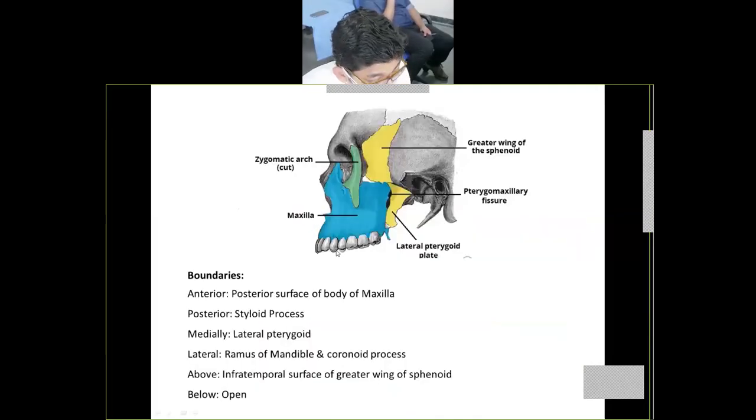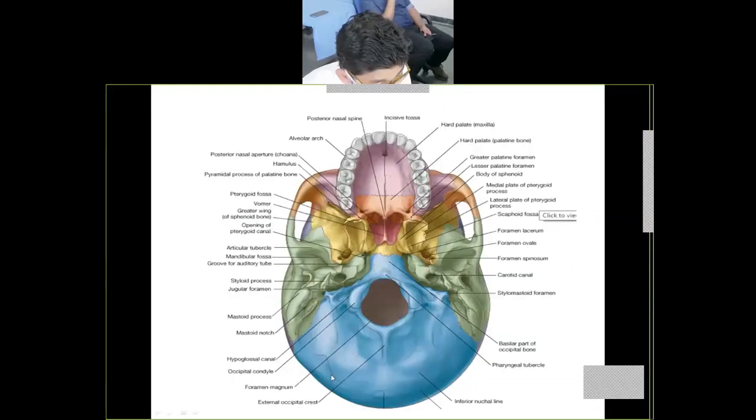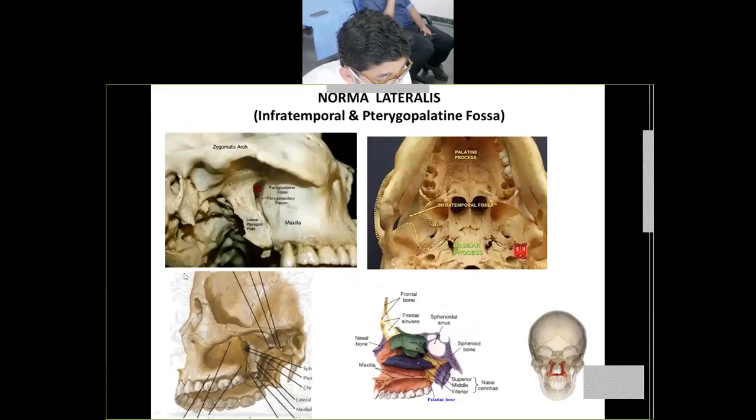Okay, then below it is open, there is no boundary. So it has a roof, an anterior wall, a posterior limit, a medial wall, laterally the mandible, and inferiorly it is open. So this area is the infratemporal fossa.